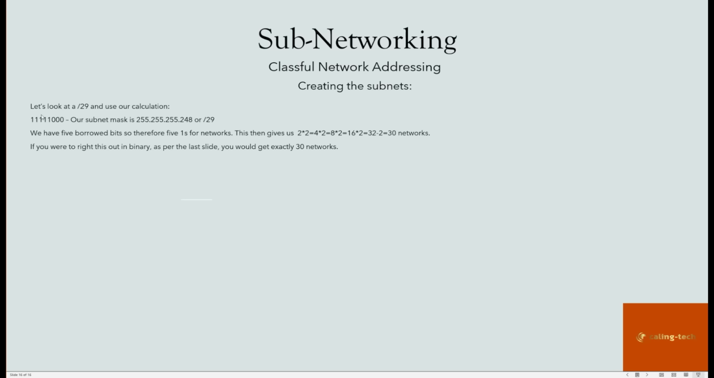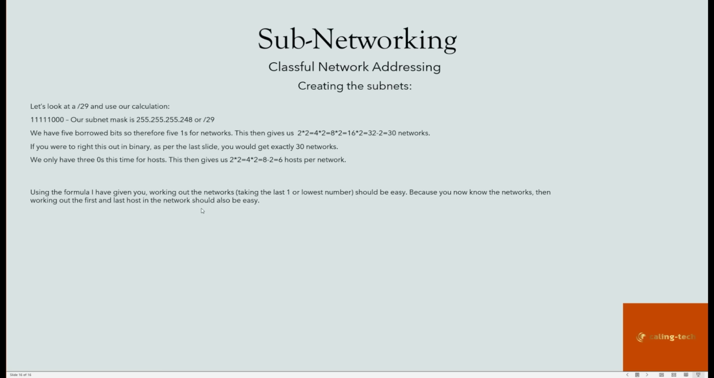You remember what I said, the more networks we have, the less hosts per network we can have. And we'll see that now. So we only have 3 zeros this time for hosts. So let's use the same calculation. Start at 2, double it, 4, double it again, 8, minus 2 gives us 6 hosts per network. So using the formula that I've given you, working out the networks, remember taking the last one or the lowest number. So in this case, the lowest number would be 8. So all the networks are going to go up in 8s.